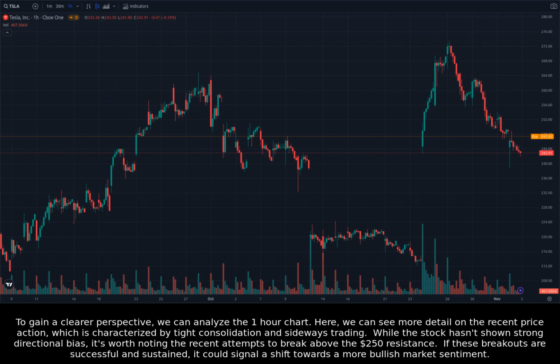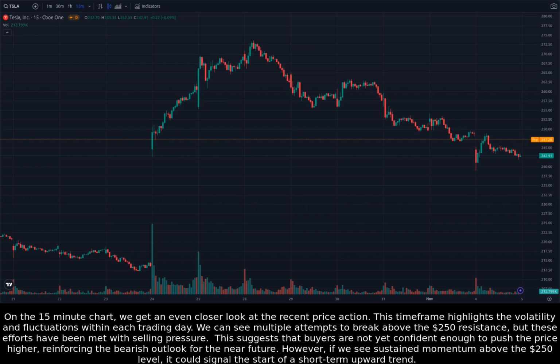Here, we can see more detail on the recent price action, which is characterized by tight consolidation and sideways trading. While the stock hasn't shown strong directional bias, it's worth noting the recent attempts to break above the $250 resistance. If these breakouts are successful and sustained, it could signal a shift towards a more bullish market sentiment.